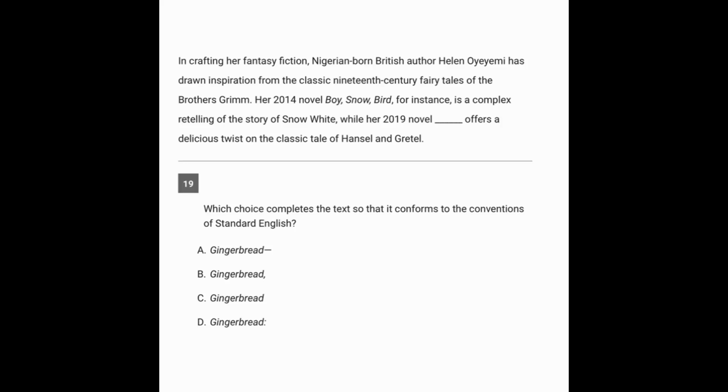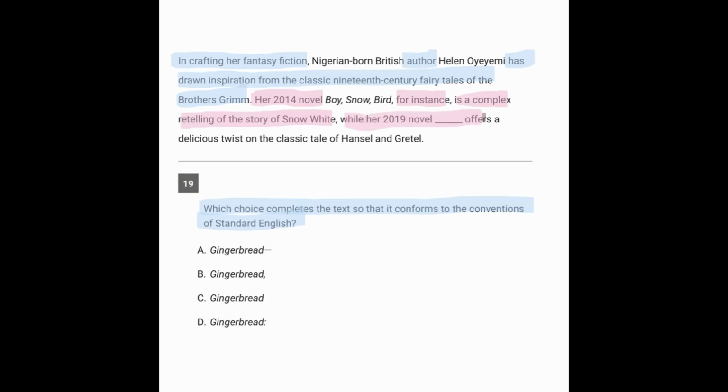Going over to question 19, we're seeing the standard grammar prompt, so we know this is a grammar question, and let's start reading. In crafting her fantasy fiction, this author has drawn inspiration from the classic 19th century fairy tales of the Brothers Grimm. Her 2014 novel, for instance, is a complex retelling of the story of Snow White, while her 2019 novel, Gingerbread, offers a delicious twist on the classic tale of Hansel and Gretel.